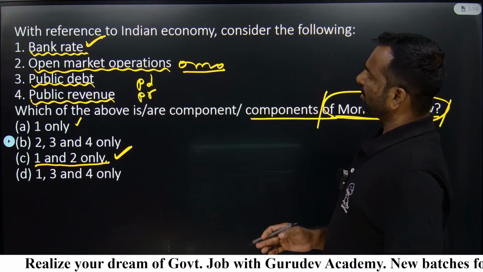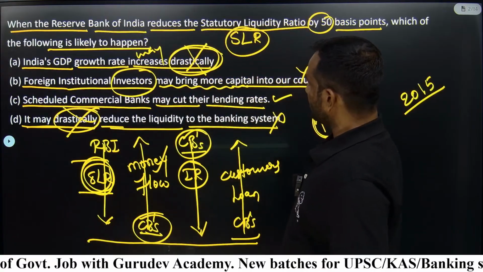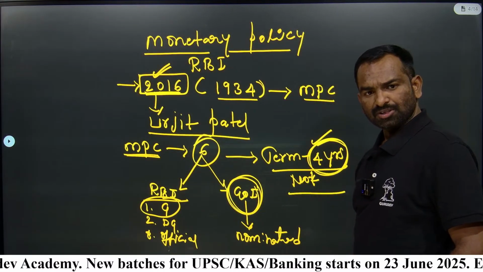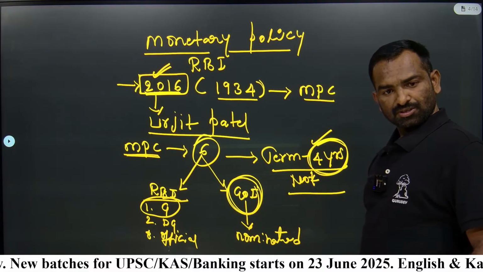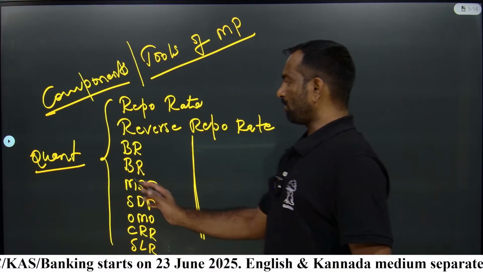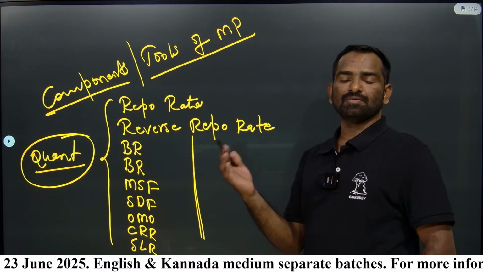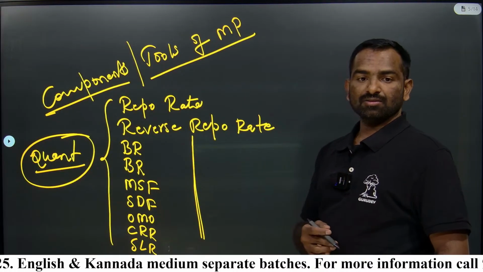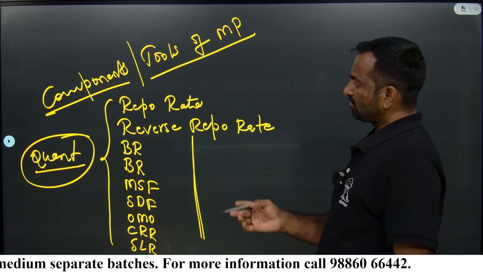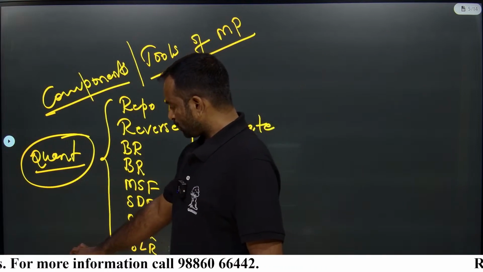The next time, the examiner may ask the question directly on the monetary policy, and you should be able to answer. Otherwise, he may ask based on the quantitative tools of the RBI. Qualitative tools are there, but they are not that important to control the economy or the inflation. That's why these quantitative tools are very, very important for the economy. Next question.